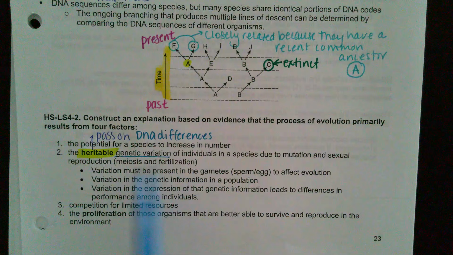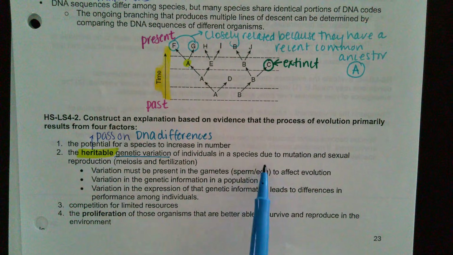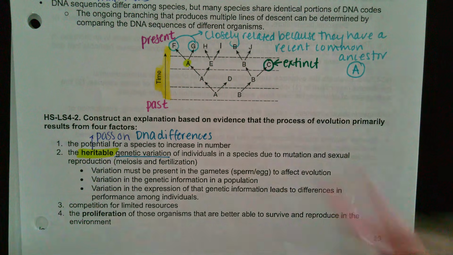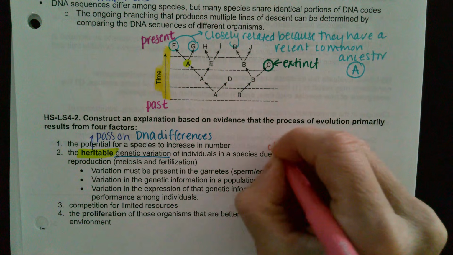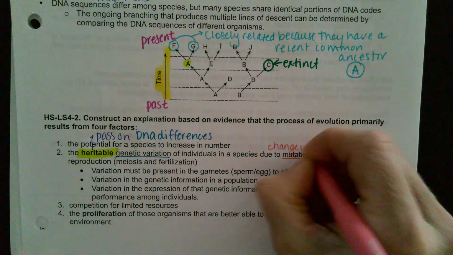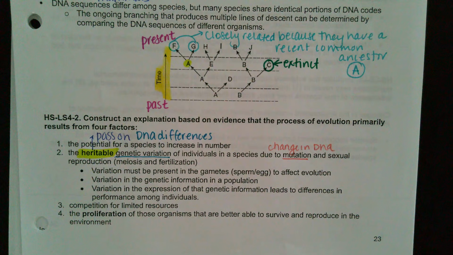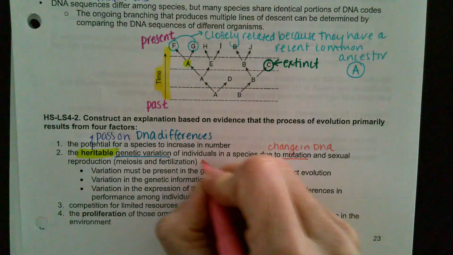The heritable genetic variations of individuals in a species due to mutation and sexual reproduction, meiosis and fertilization. Again, mutation, let's define that just so that we can review. Mutation means a change in the DNA. And then sexual reproduction is referring to sperm and egg coming together, or sperm and egg being made, which is meiosis, and then sperm and egg coming together, which is fertilization. So we have sperm and egg.